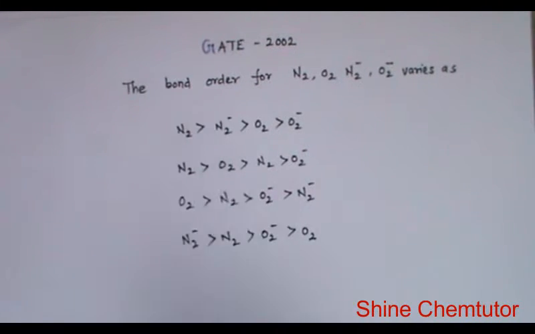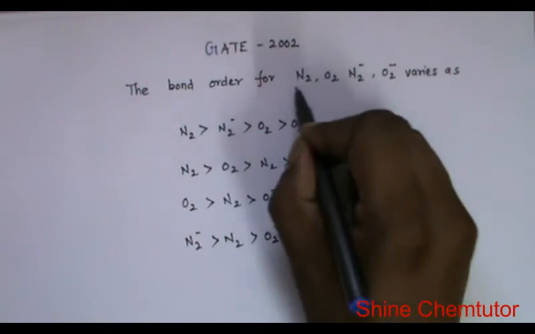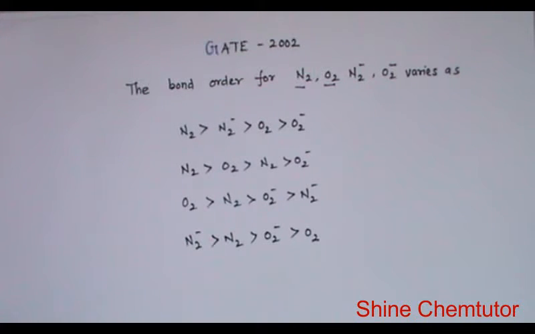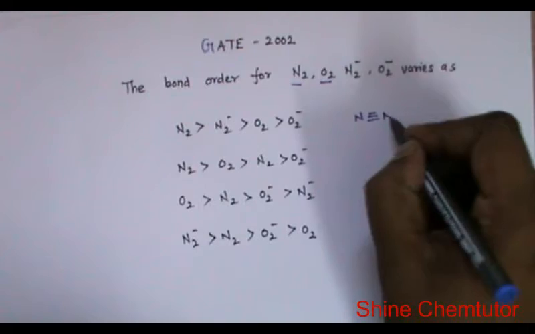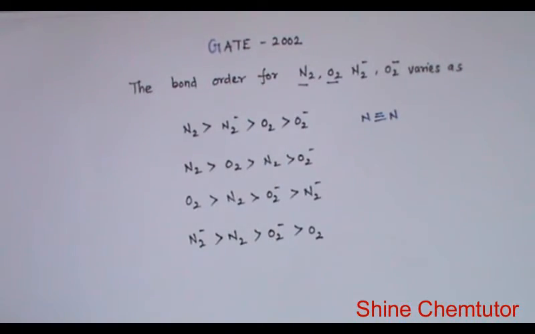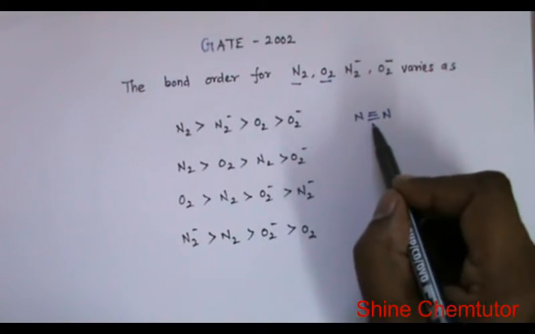Here I have another problem. It is based on bond order. What will be the decreasing order of bond order for these molecules and species? For nitrogen and oxygen it will be very easy. As such you can predict. You may know the nitrogen structure. It is nothing but N triple bond N. So here you can see it is a triple bond.